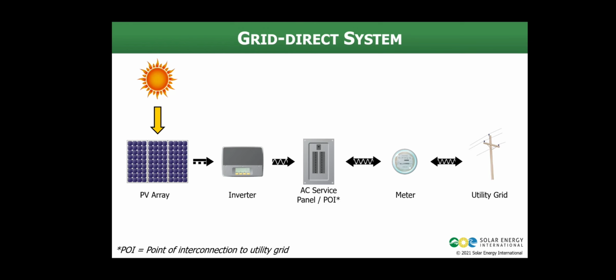As I mentioned, grid direct systems are connected directly to a larger utility grid. These systems do not incorporate batteries or other types of storage, and they don't have any charge controllers, and therefore they tend to cost less and require less maintenance than a standalone system of comparable size.